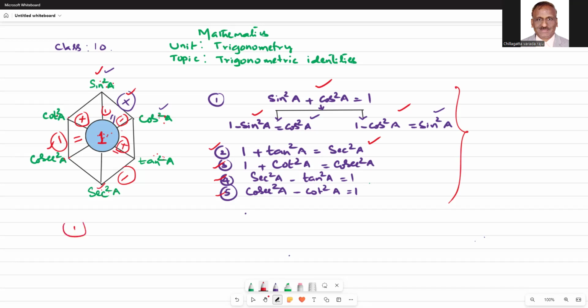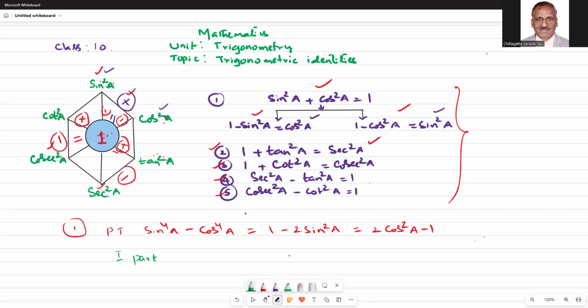What is the first question I'm considering here? Prove that sine to the power of 4a minus cos to the power of 4a is equal to 1 minus 2 sine square a, which is also equal to 2 cos square a minus 1. Let us take the first part and prove sine power 4a minus cos power 4a equals 1 minus 2 sine square a.